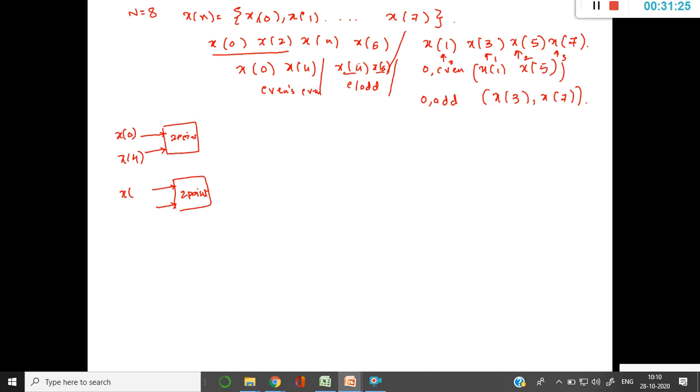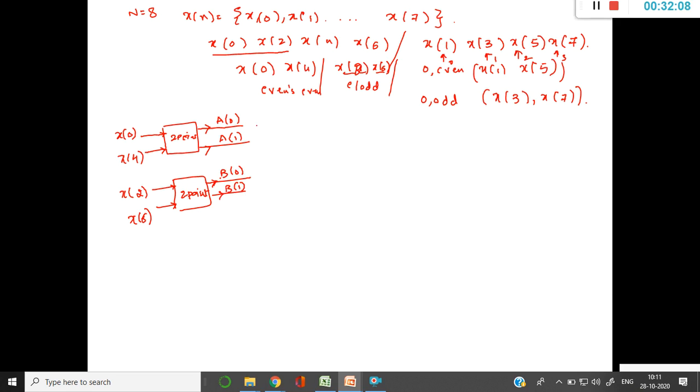Sorry, x of 2 and 6. X of 2 and x of 6. Fine. So what we did, we gave this signal to the 4 point DFT, where we obtained the DFT of this in the fashion of first a of 0, that is a of k values I am talking about here, a of 1 value. Now followed by the 2 point DFT, that is, the output of this is b of 0 and b of 1.